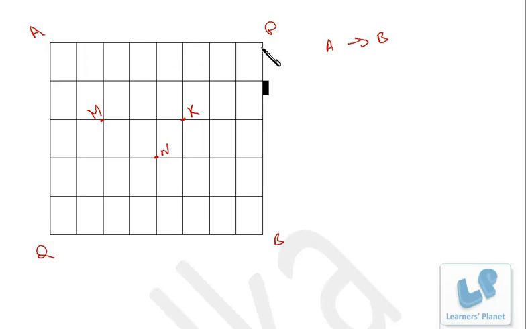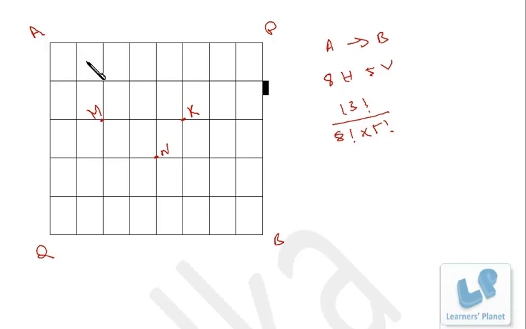8 horizontal steps. 1, 2, 3, 4, 5 vertical steps. 8 horizontal, 5 vertical. So in all 13 steps, 13 factorial, divide by 8 factorial, divide by 5 factorial. So these are the total number of possible ways to reach B from A. That is the shortest possible ways. This is a simple question.